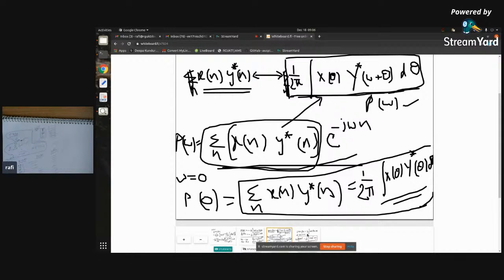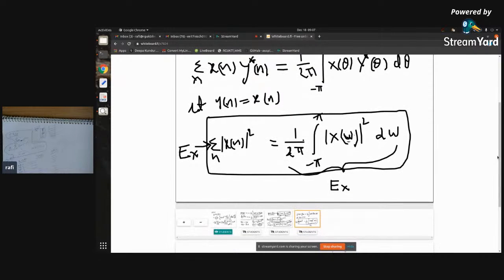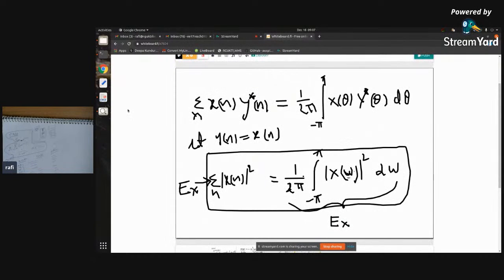From this, when y of n is equal to x of n, what happens? This will become summation over n of mod x whole square. Here also the integration of mod x of omega, or x of theta, whole square. So this is called energy in time is equal to energy in frequency. That is the Parseval's theorem.